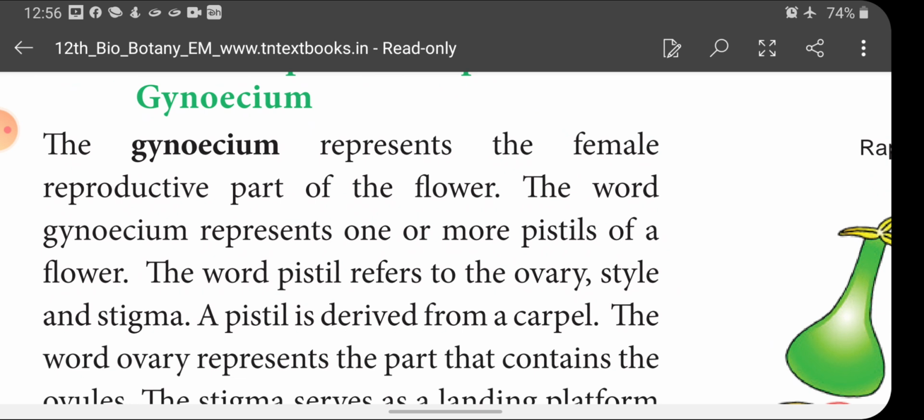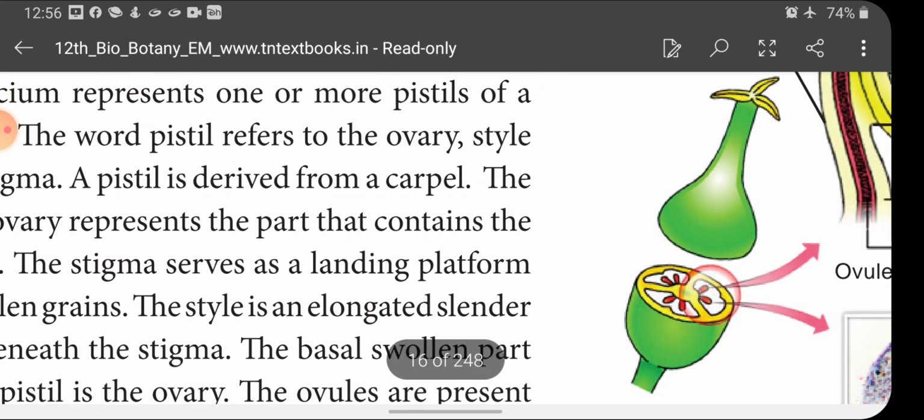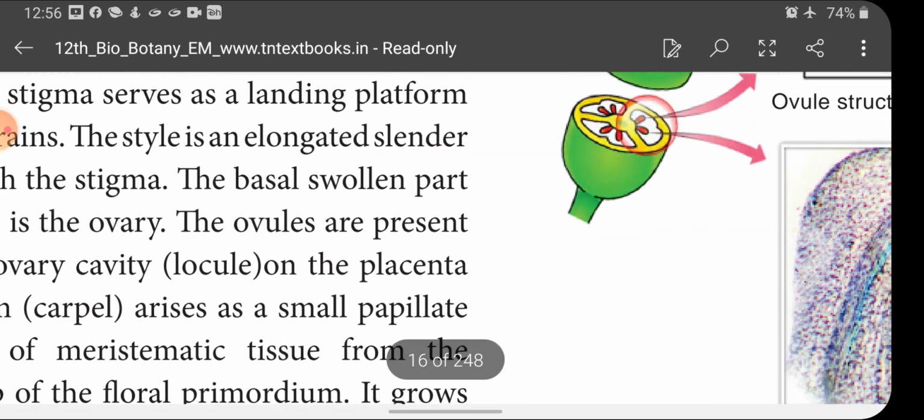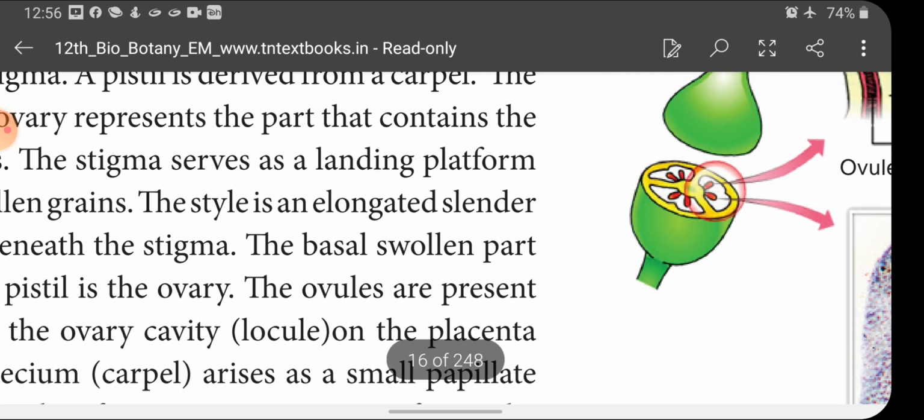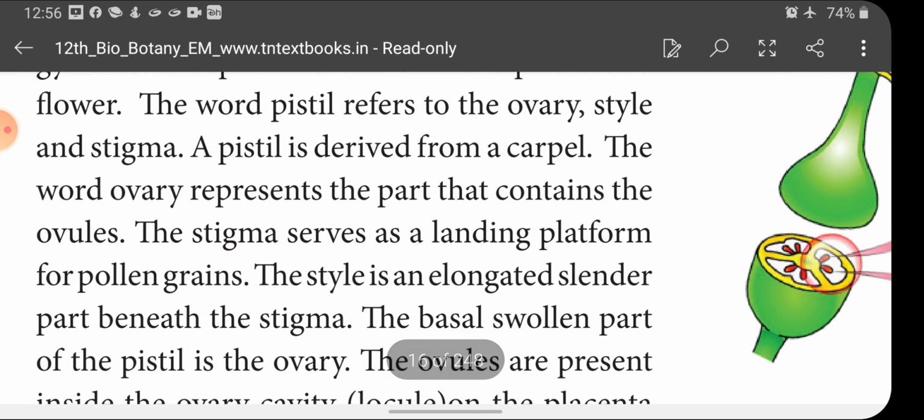The word pistil refers to the ovary, style and stigma. These are the basic concepts you know very well, right? Okay. So, gynoecium is made up of one or more pistils, and each pistil consists of three parts: the basal part, the ovary, a stalk called the style, and the terminal portion of the pistil called the stigma. A pistil is derived from a carpel.